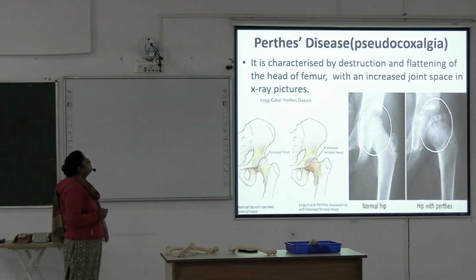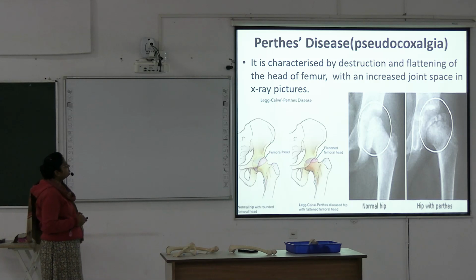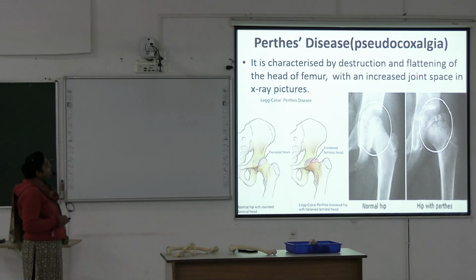Next we go to Perthes disease or pseudocoxalgia. It is characterized by destruction and flattening of the head of the femur. Here, this is the normal hip. Here, flattening of the head of the femur has occurred with an increased joint space in the X-ray pictures. Okay, this is the normal joint space. Here, the joint space has increased. Okay, here you can see this is the normal head. This is the flattened head of the femur and increased joint space.